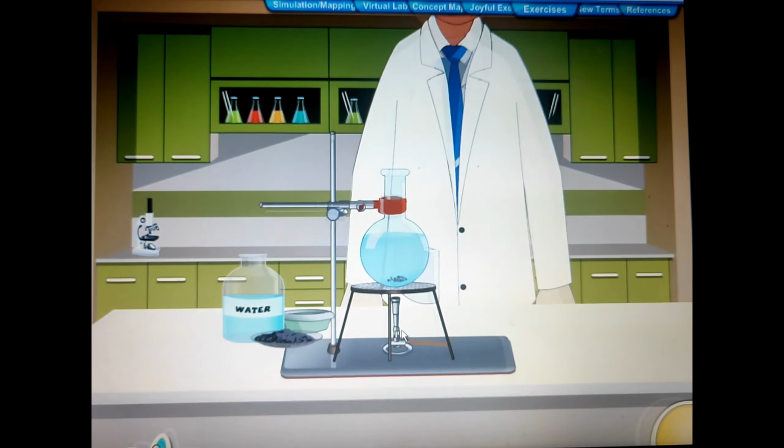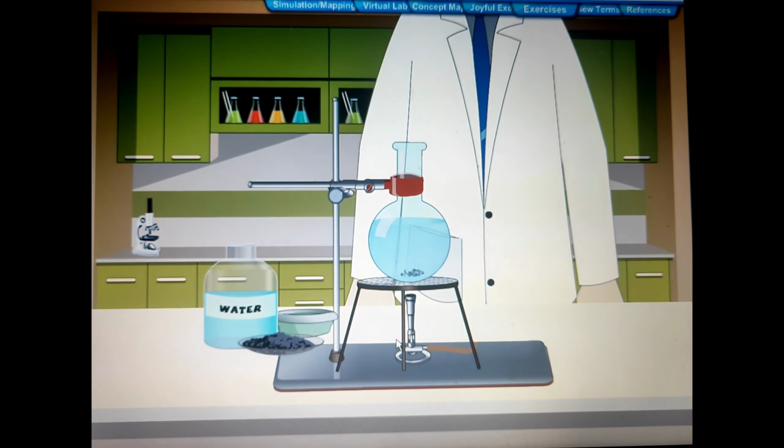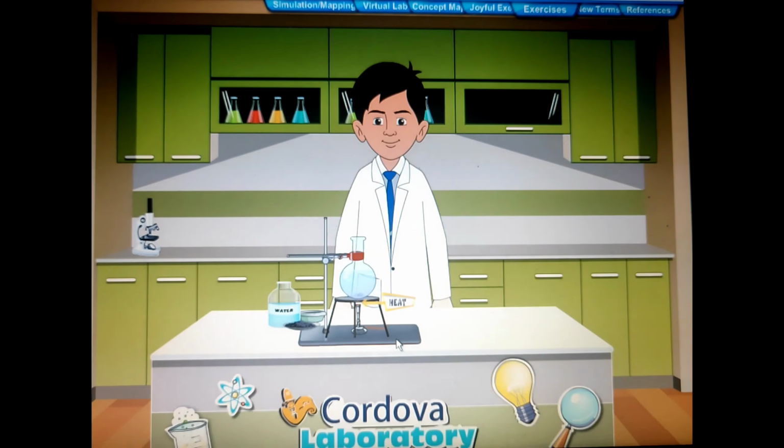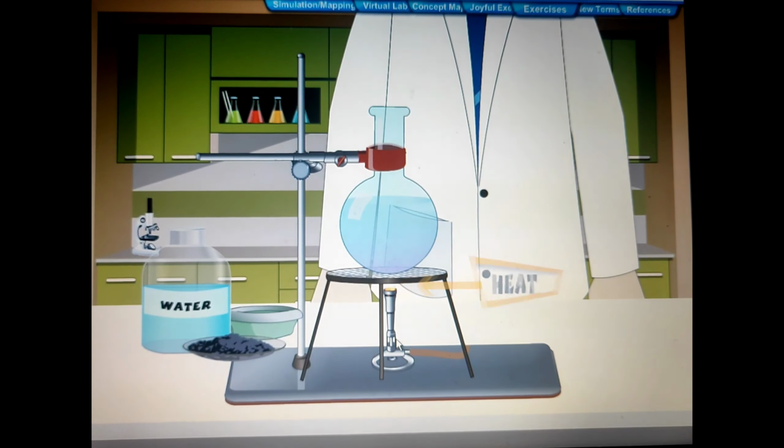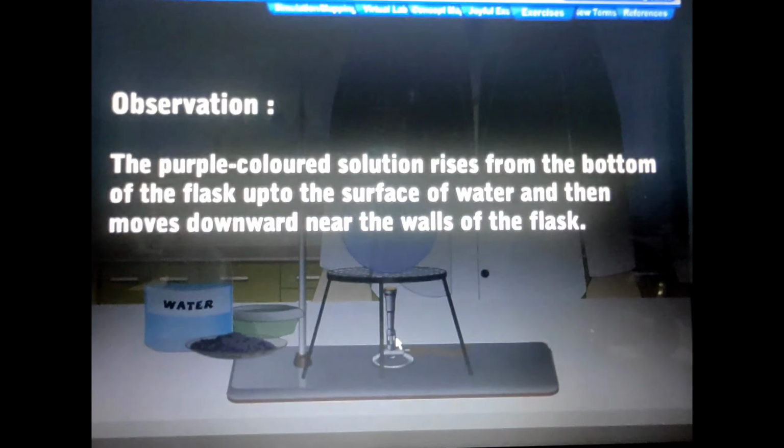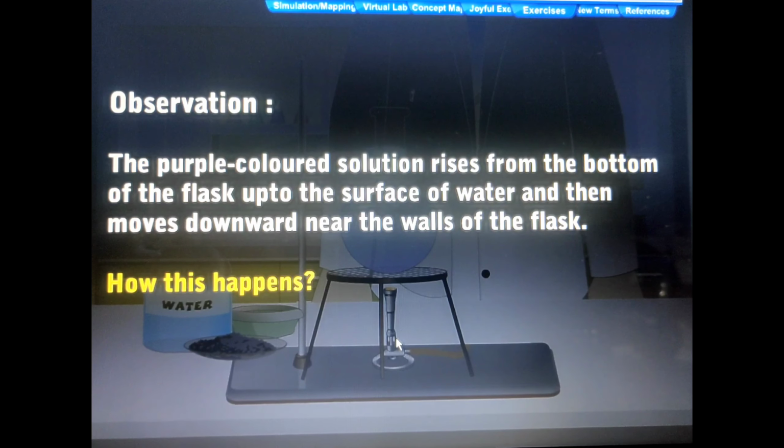This potassium permanganate crystal dissolves slowly and forms a purple colored solution around itself. Heat the water at the bottom of the flask by using a burner and observe the movement of the purple colored solution. Observation: the purple colored solution rises from the bottom of the flask up to the surface of water and then moves downward near the walls of the flask.